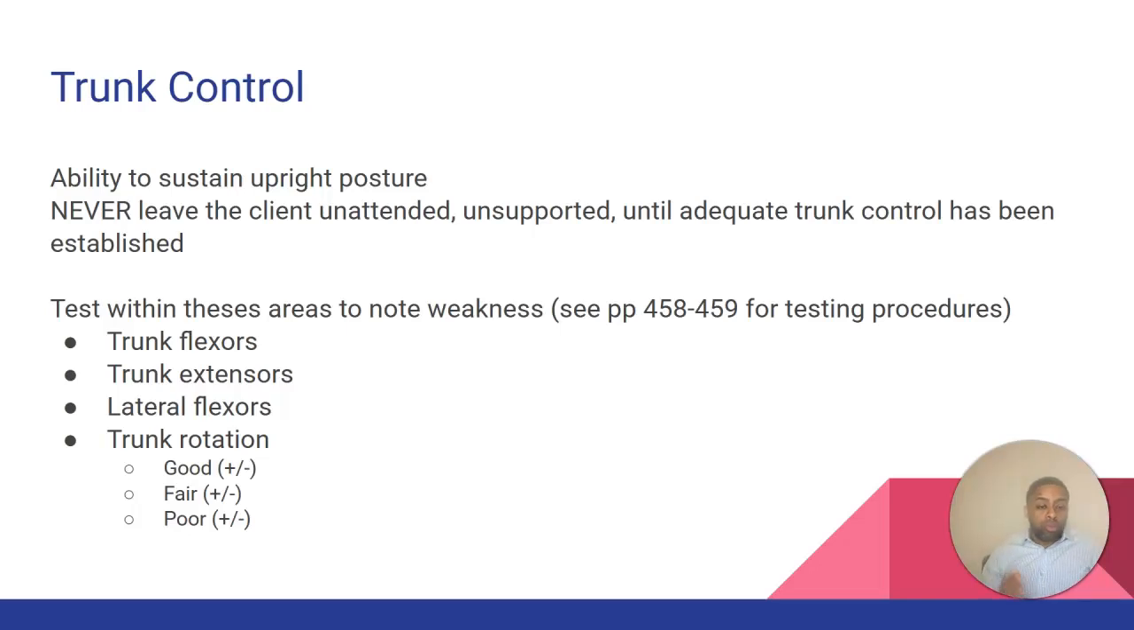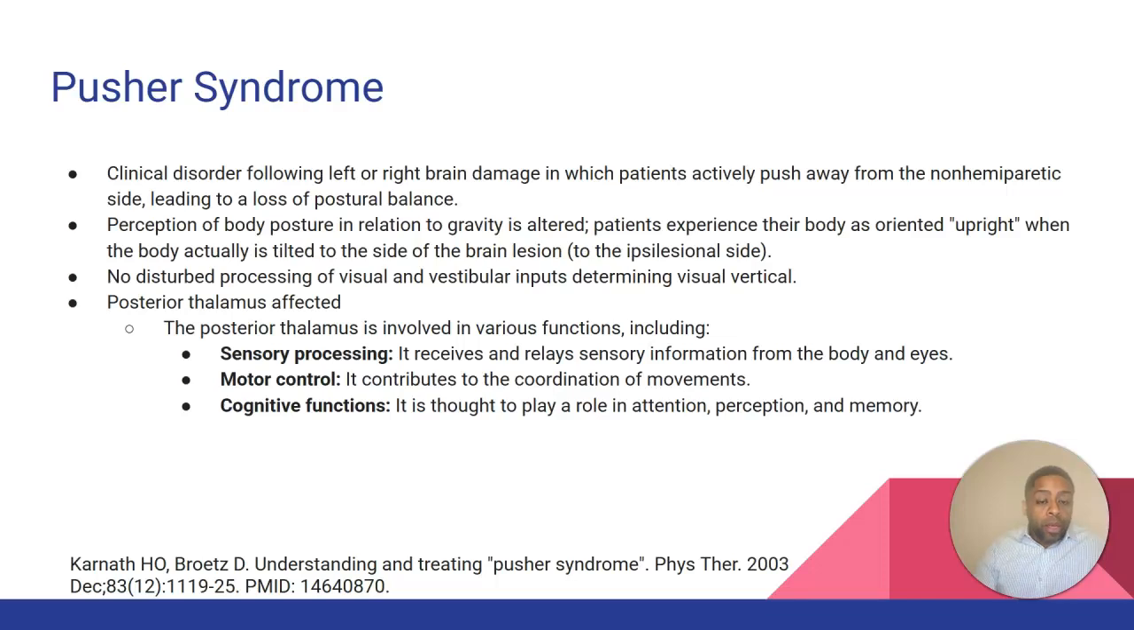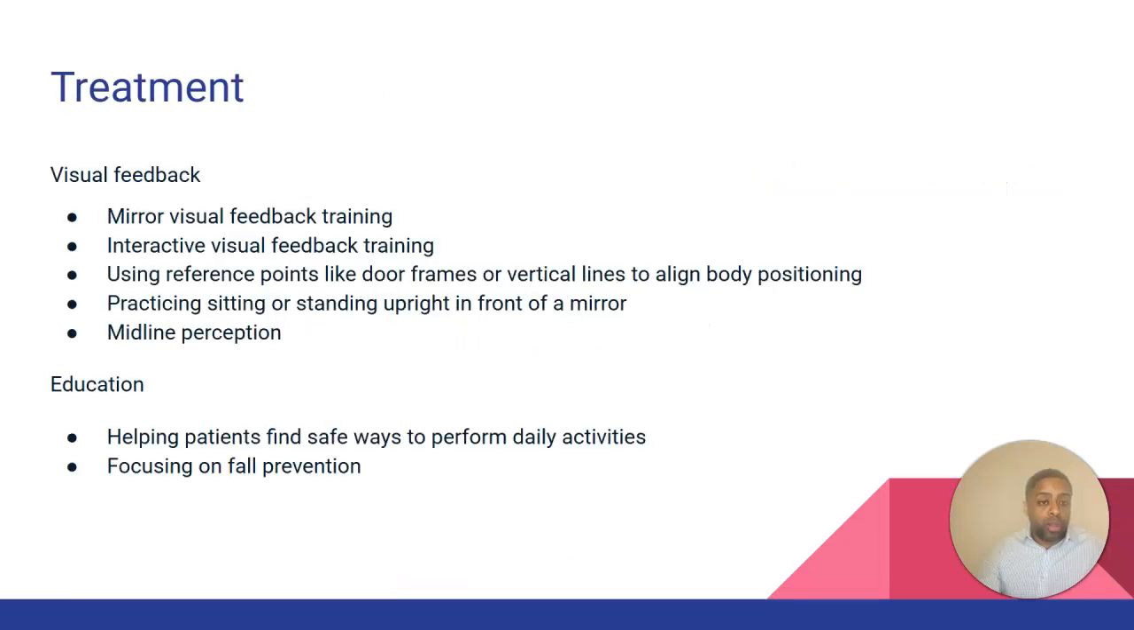So when to assess trunk control, right? Trunk flexors, trunk extensors, lateral flexors, trunk rotation, all of these certainly need to be evaluated to make sure that a person has good trunk control. Pusher syndrome, we talked about that. It's a perceptual issue, a sensory processing issue, and certainly has motor control involvement and cognitive function as well. We talked extensively about what it is and how to essentially deal with that. I may have jumped the gun.